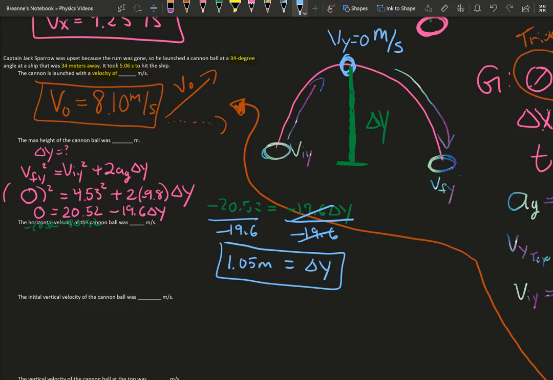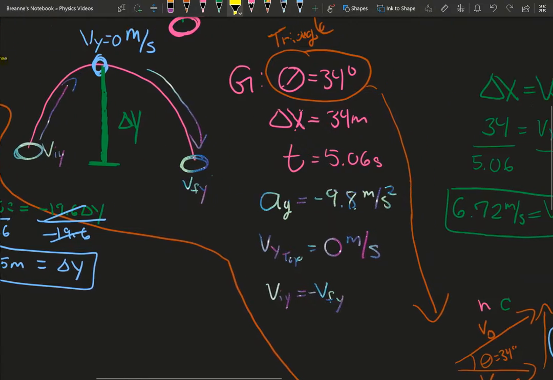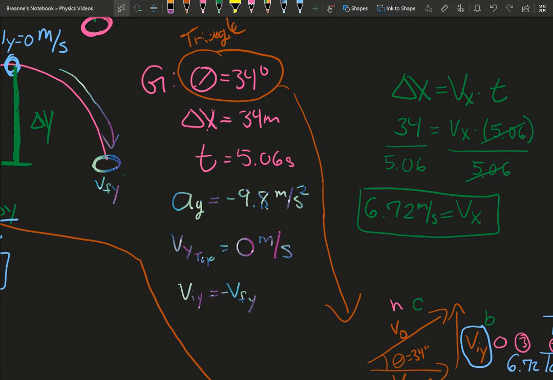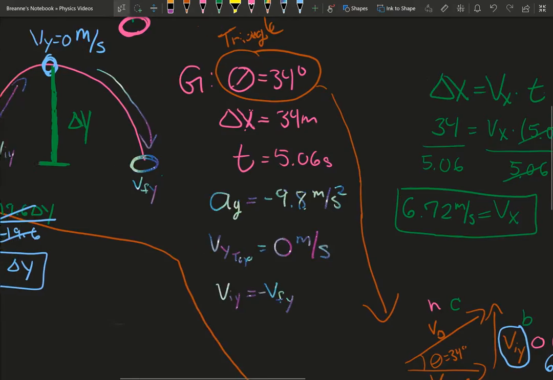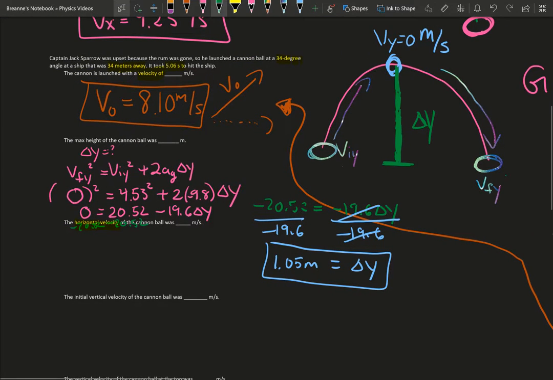So the next question asks for our horizontal velocity. I think we already figured out our horizontal velocity. So that's our Vx. So our Vx is just 6.72. So Vx equals 6.72 meters per second. Woohoo!